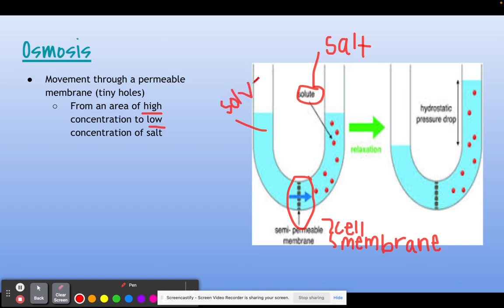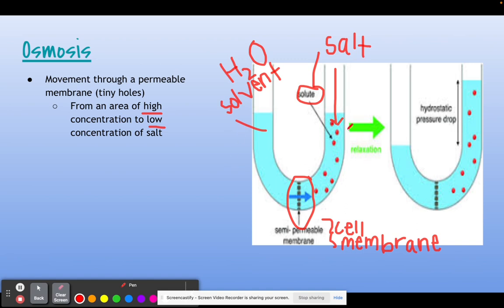So if we were to just start off with this U tube that was just full of the solvent, which is H2O, right? It's water, and there was that semi-permeable membrane in the middle of the tube. When the salt is added to one side of the tube, what you're going to see is that the solvent, the water, is the only thing that's going to move.